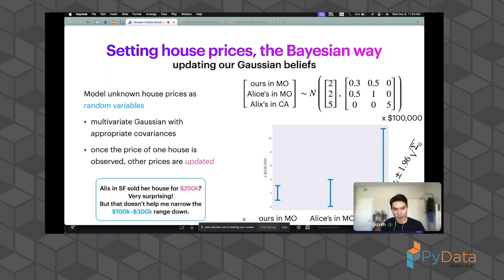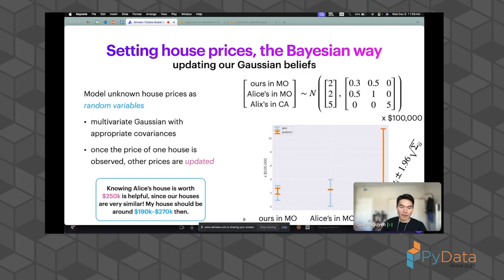So if you remember in the beginning, we misheard our friend, right? We thought that our friend meant that the person in California actually sold her house for $250K. Which was pretty surprising, but it doesn't narrow down the range for x1. That is, upon observing the value of x3, the third variable, it doesn't change the distribution of the first variable. This makes sense, right? Because there is no correlation between x1 and x3 as quantified by this off-diagonal value in the covariance matrix.